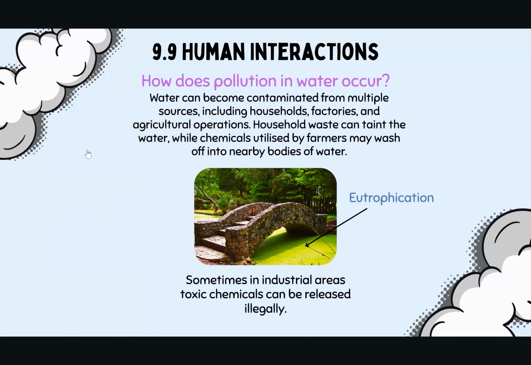So this I've already explained, eutrophication. Water can become contaminated from multiple sources, including households, factories, and agricultural operations. So household waste can taint the water, while chemicals utilized by farmers might wash into nearby bodies of water and cause eutrophication. So you can see the eutrophication there underneath the bridge. That is an algal bloom.